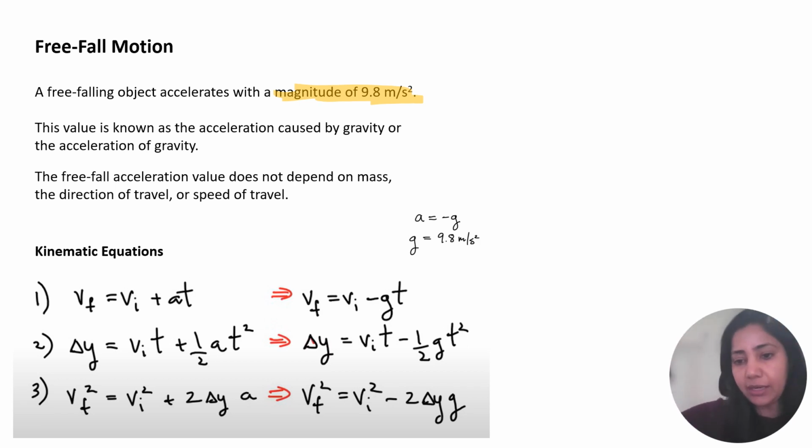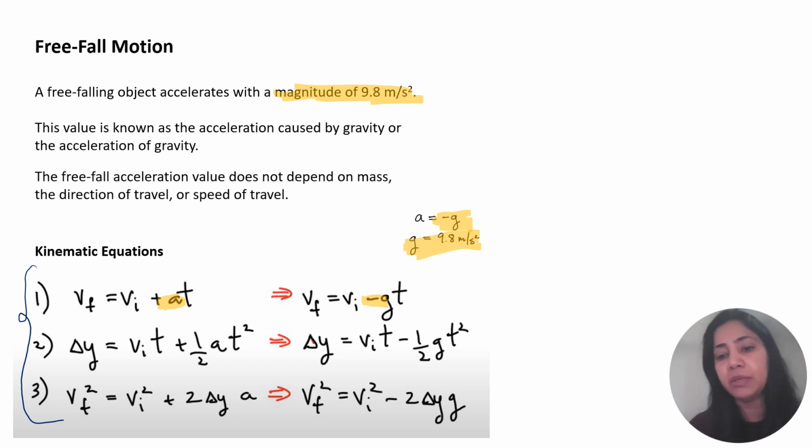The acceleration that the object is having is equal to this g value, and since it is always acting in the downward direction, it comes with a negative sign. So now, for all our kinematic equations, we are just going to replace the a with negative g, and all our kinematic equations will transform into the equations for free fall motion.